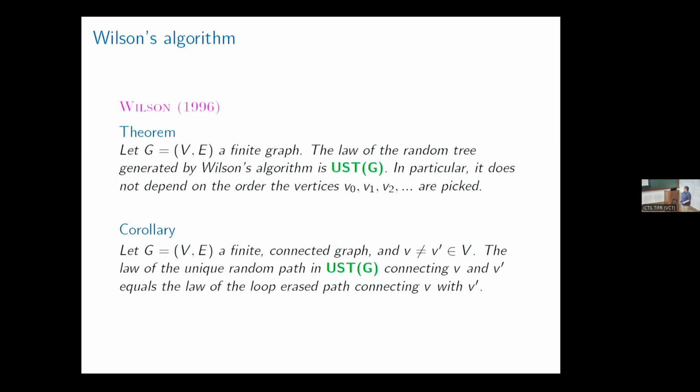And as a corollary, but nevertheless important, if I have a finite connected graph and 2 different vertices, then the law of the unique path connecting these in the uniform spanning tree equals, of course, the law of a loop erased path connecting these 2 vertices.